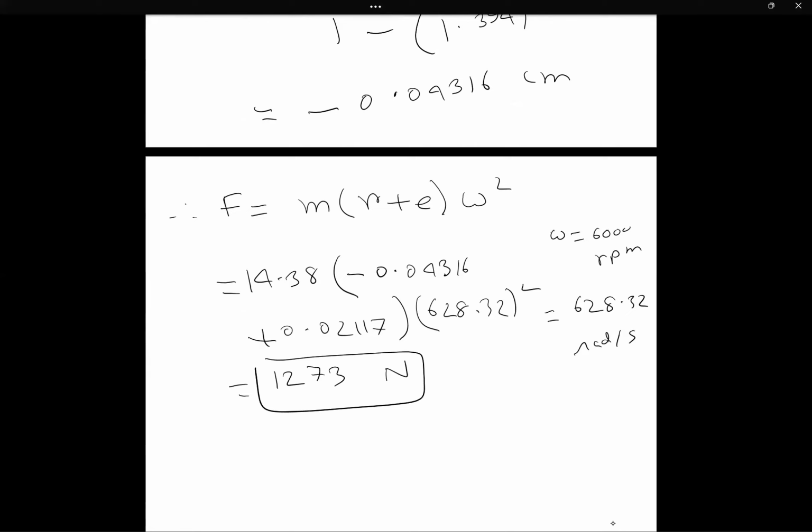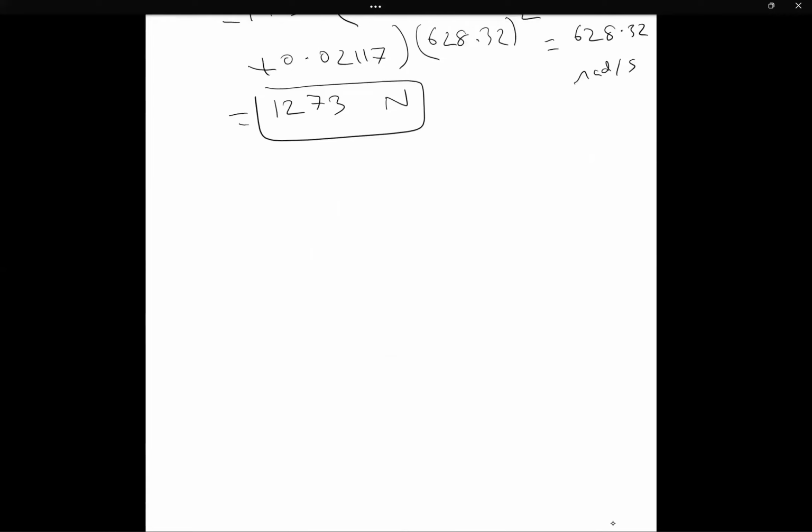We got our final answer as 1273 Newton. Now for case 2, we will just do the same procedure, but the diameter of the shaft will be different. It's going to be the same calculation. So this is case 2, where d is equal to 1.905 centimeter.